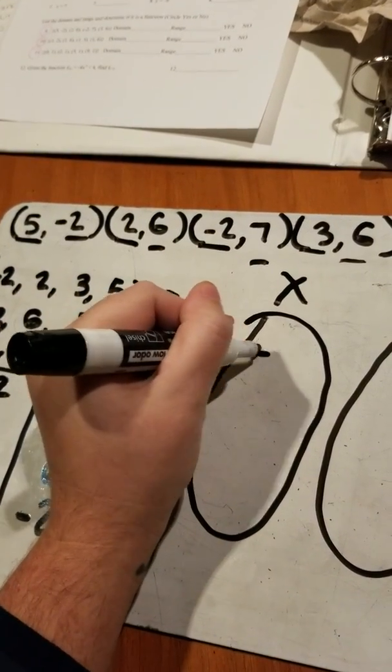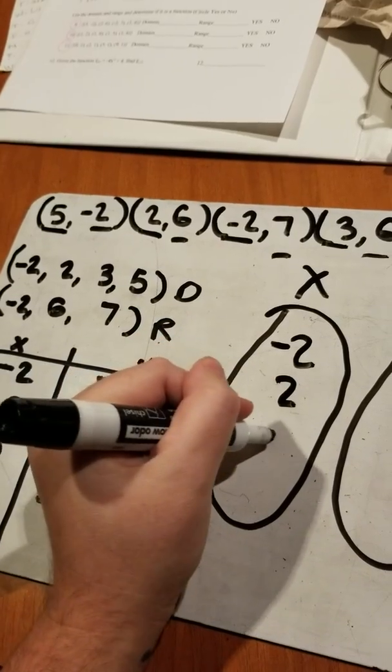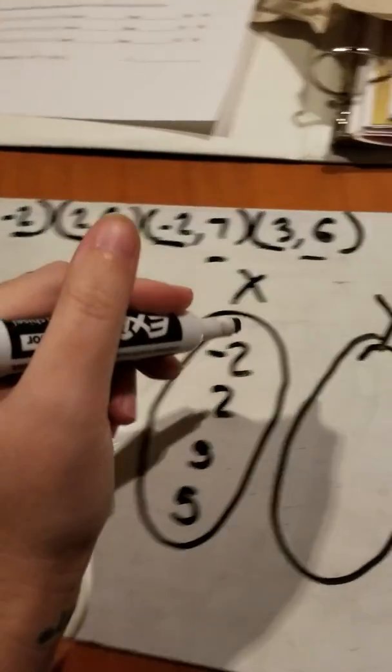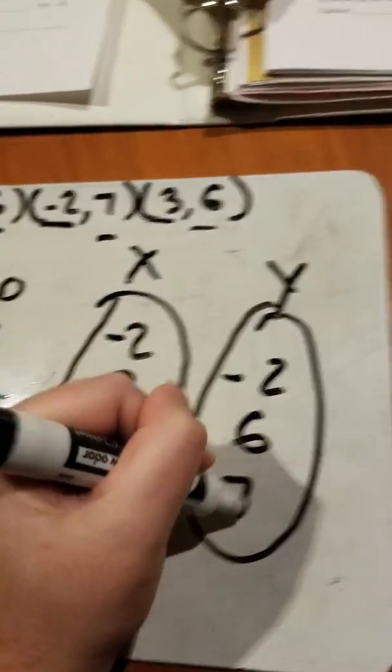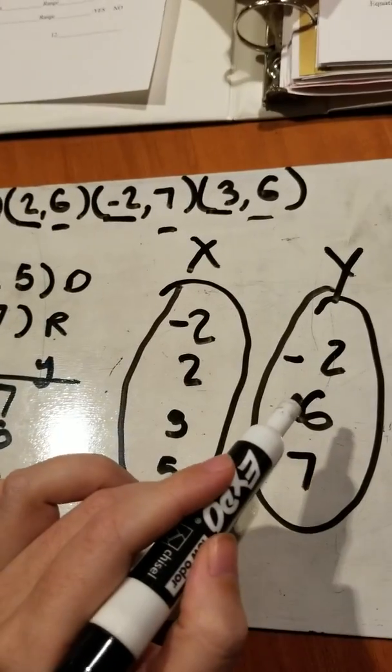Okay. So I'm going to find my lowest x value. It's going to be -2. So I'm going to use my domain and range over here. I have -2, 2, 3, and 5 in my domain. I'm going to plot my range in here. So I have -2, 6, and a 7. So I'm going to take my domain, plug those values into x, take my range, plug those values into y.